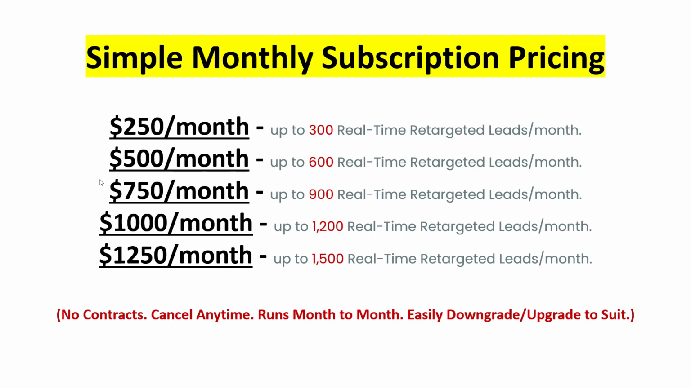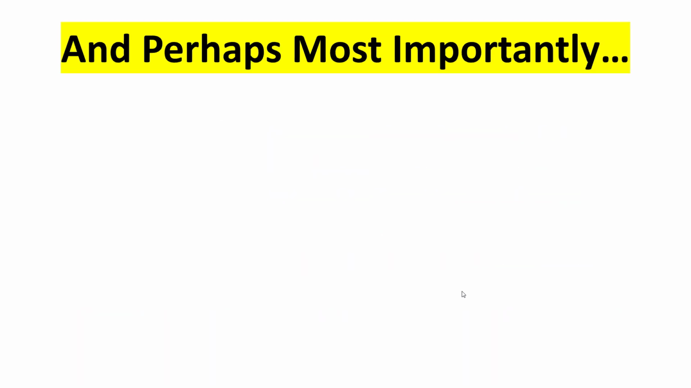So all these numbers, whatever you're paying, is an exact ratio, 84 cents per lead. It's really like 83.33 cents per lead, something like that. No contracts, cancel anytime, runs month to month, easily downgrade or upgrade to suit, no problem. This is not meant to stick you in a bind. This is meant so you can walk in, work your way up the ladder, and decide when to flip it on, flip it off. Maybe you just got so busy all of a sudden with 10 times as many leads or 3 times as many sales that you literally need to shut it down to catch up. Then you can come back later.